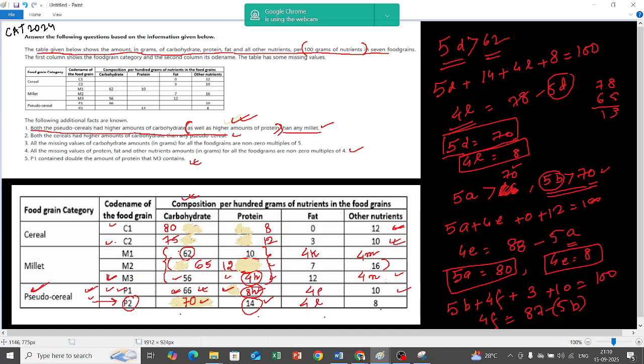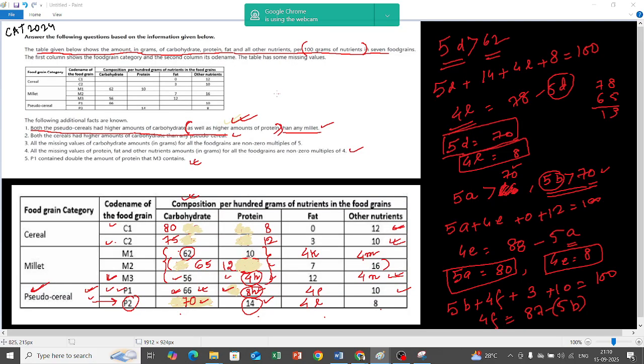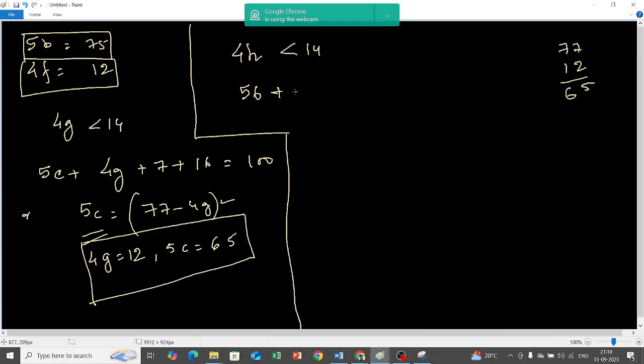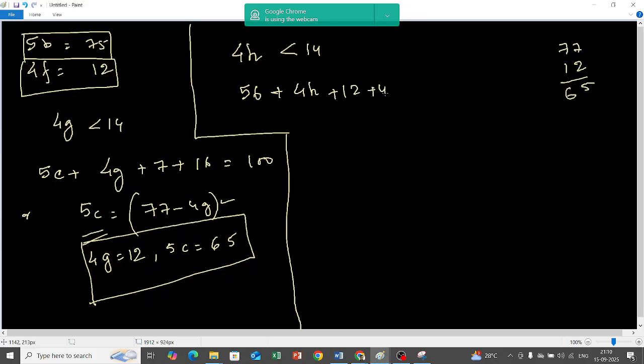Now let us take this portion. It is going to give me 56 plus 4h plus 12 plus 4n equals 100. Okay, now 56 plus 12 is 32.